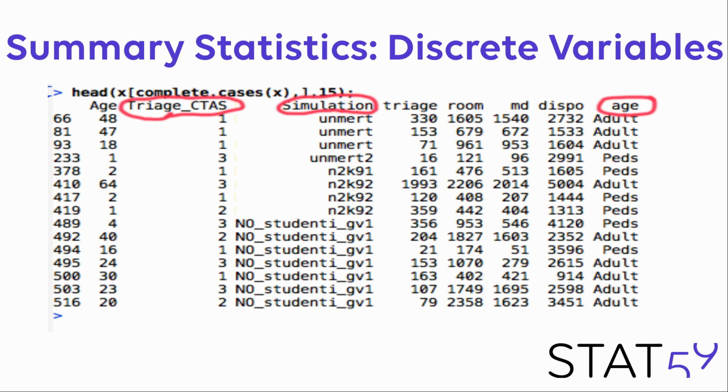We're going to move on now to discrete variables. Discrete variables are cases when the variable, rather than being a number, such as on a number line, can only take on certain values. For instance, going back to our simulation study, the only possible values for triage are 1, 2, 3, 4, and 5. For simulation, there were only 4 simulations. And then at the very end, our age, we saw you were either adult or pediatrics. These are 2 choices. So these are discrete variables.